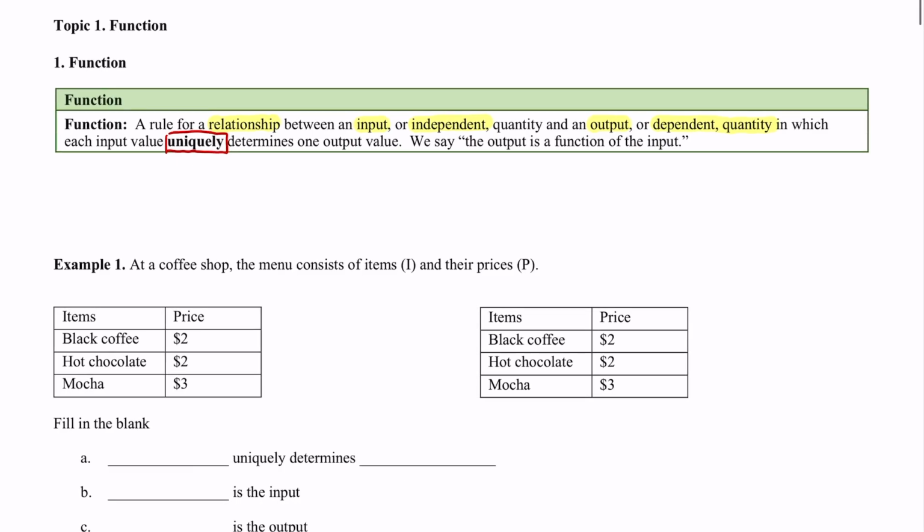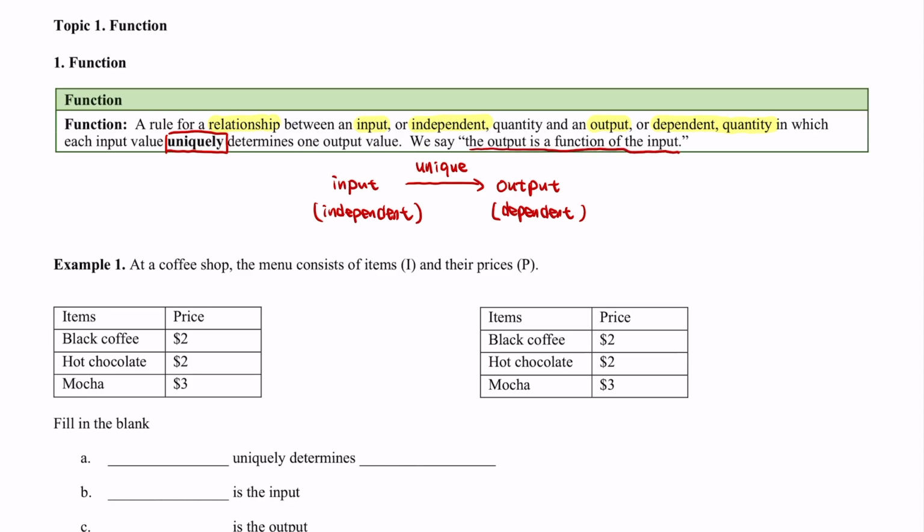Let's just draw a simple picture and show what the function means. So we have two quantities. The first one is called the input. The second quantity is called the output. You can also call the input an independent quantity, and you can say the output is the dependent quantity. Okay, and the relationship: each input uniquely determines the output. The relationship is unique, and then we say the output is a function of the input. So that's kind of the picture.